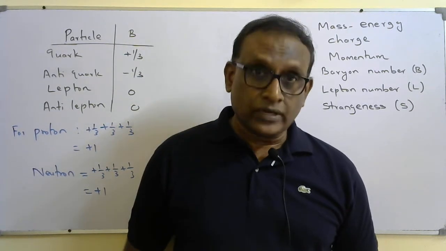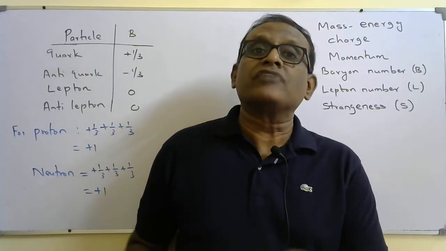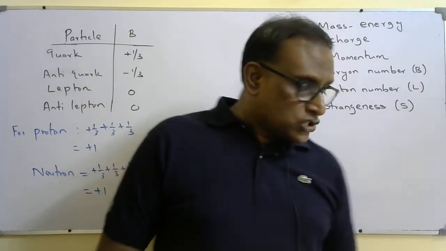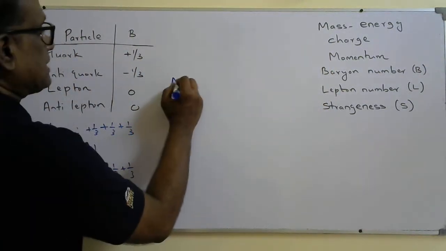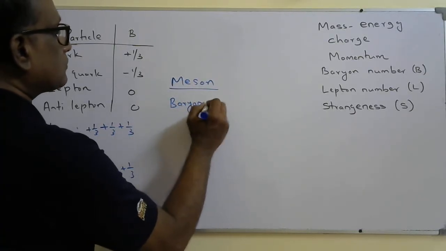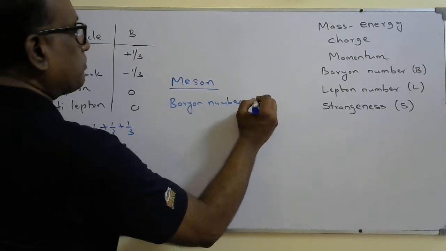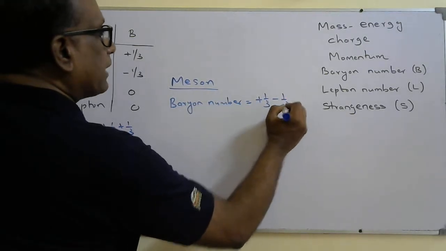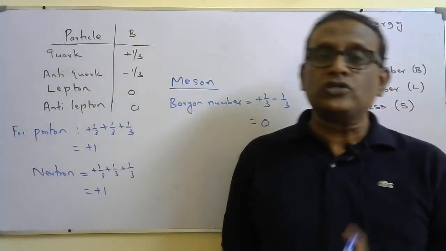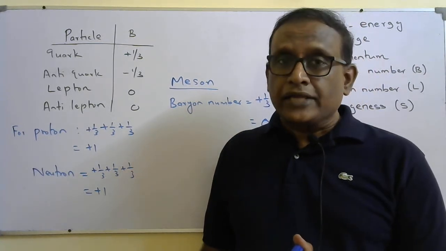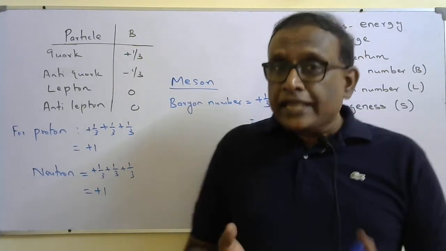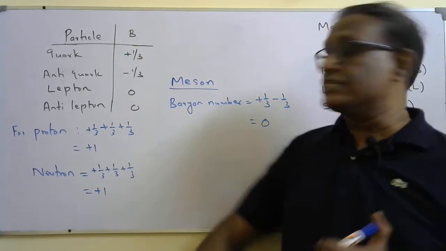Remember that. Okay. Same way, what could be the baryon number of a meson? I already explained, meson consists of a quark and an antiquark. So for a meson, the baryon number is equal to plus 1 by 3 minus 1 by 3 equal to 0. So whether it is a positive pion, negative pion, neutral pion, or positive kaon, negative kaon, neutral kaon, whatever it is, the baryon number of a meson is equal to 0.